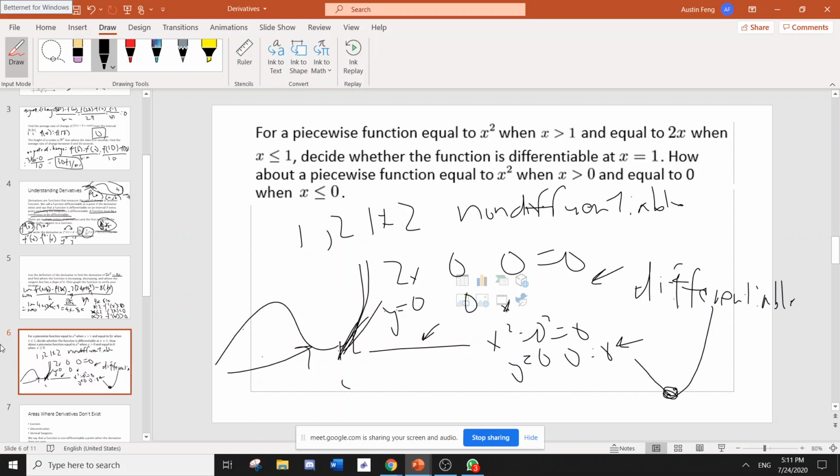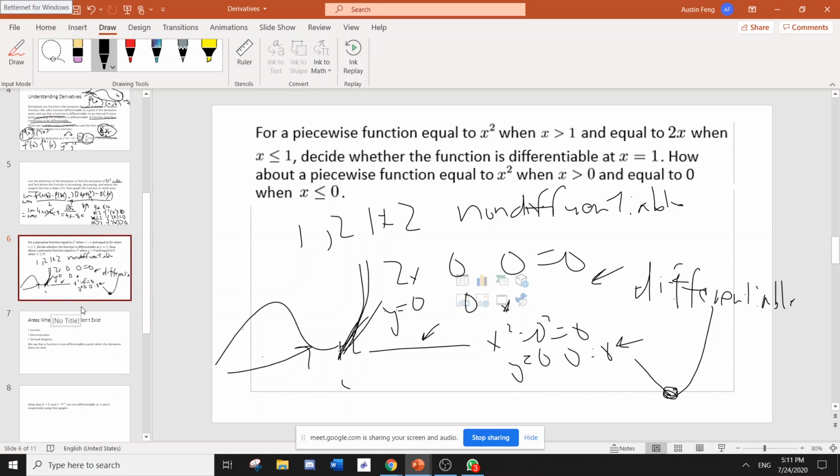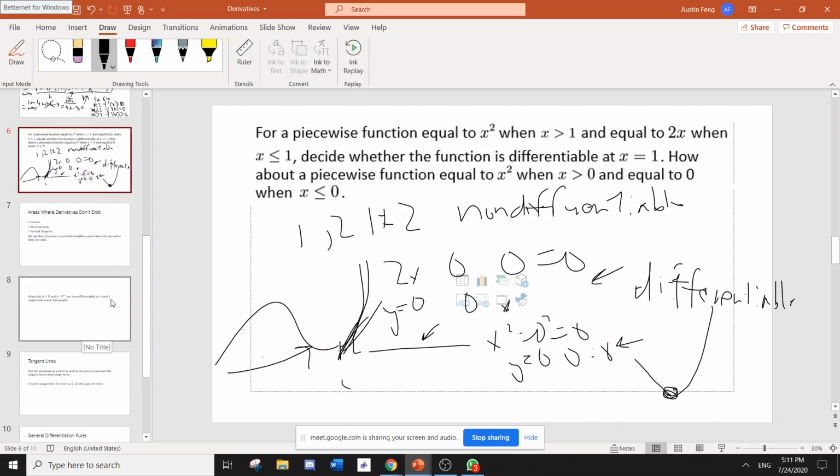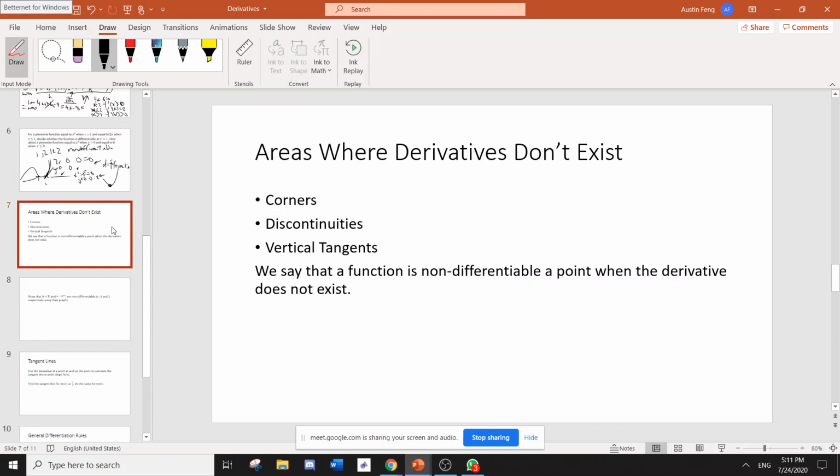And in our next slide, we'll get into areas where derivatives don't exist. So they don't exist at corners, discontinuities, or vertical tangents. We say a function is non-differentiable at a point where the derivative does not exist.